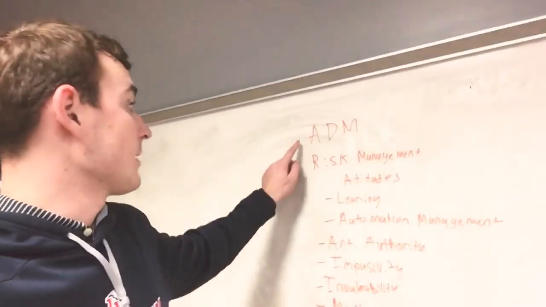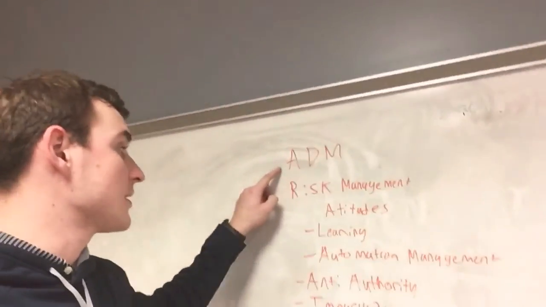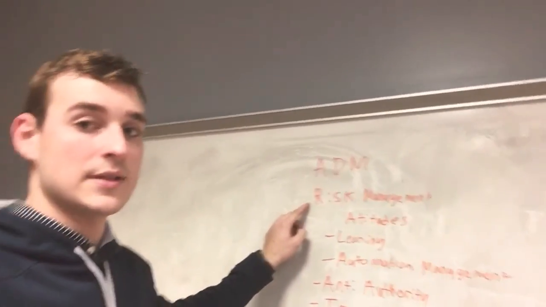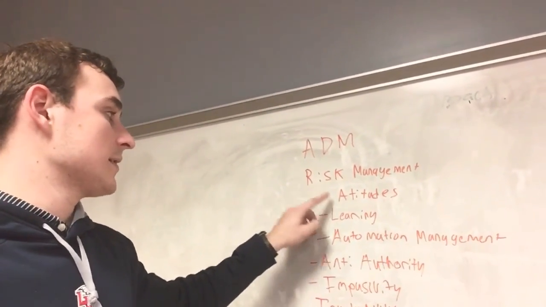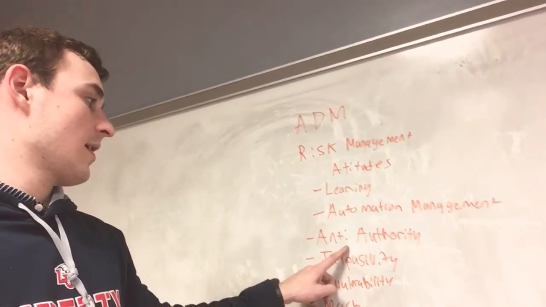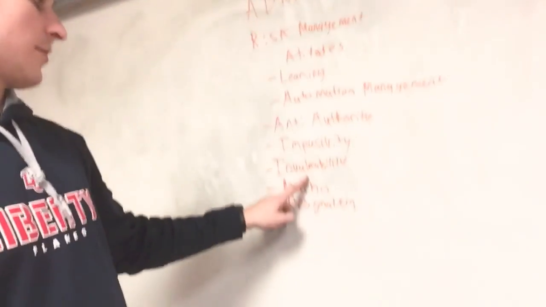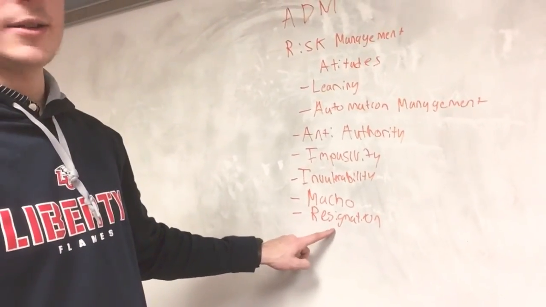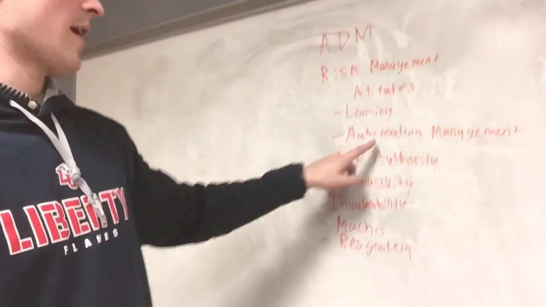And so I'm just going to flip this so you can see my different bullet points. All right. I know it's backwards. We have aeronautical decision making, the risk management process, different attitudes, which I talked about earlier: anti-authority, impulsivity, invulnerability, macho, and resignation. And then different automation management and learning skills that pilots must attest to.